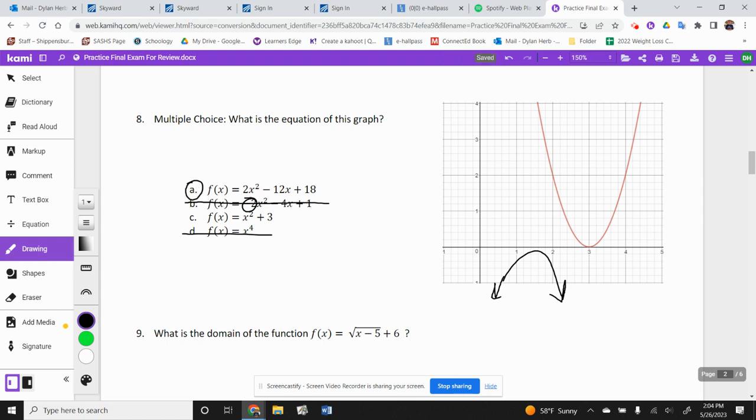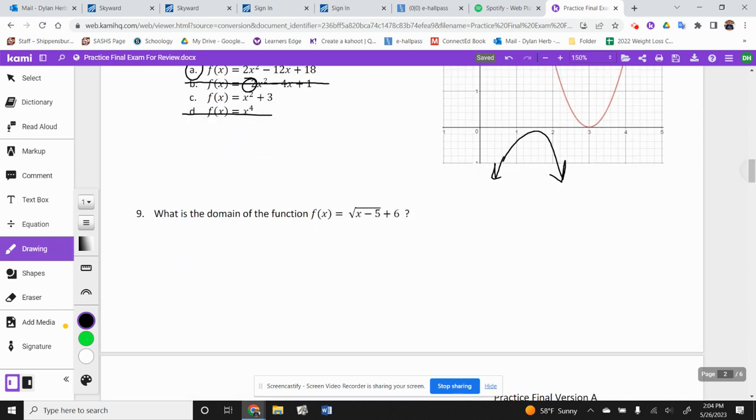All right, number 9. What is the domain? So the domain of something that has a square root in it focuses on the numbers that are in the square root. So the 6 out there does not affect the domain. The 6 out there would affect the range. So this would move the range up to 6. So the range would be y is greater than or equal to 6 because of the 6.